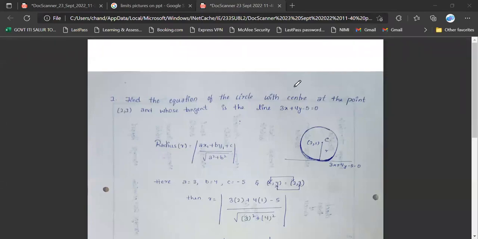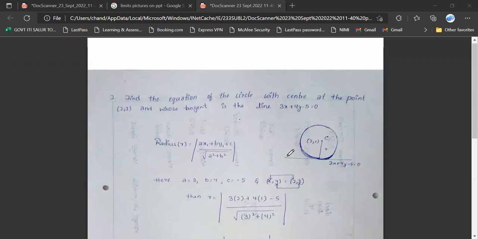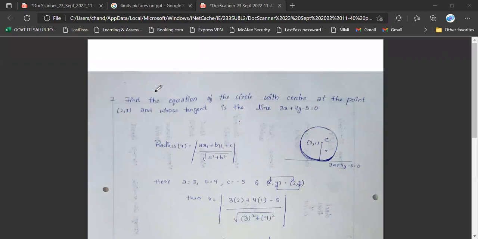Hi friends, today we are discussing the small answer question in the circles topic. So first we have a question: find the equation of a circle with center at the point (2, 1) and whose tangent is the line 3x + 4y - 5 = 0.